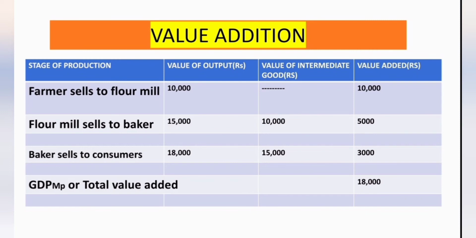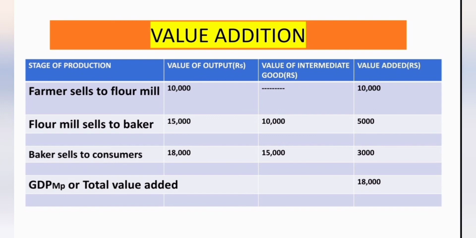Flour mill sells it to the baker for 15,000. What is the value added? Only 5,000. Then the baker sells to consumers for 18,000. So what is the value added here? 3,000. So the total value added is only 18,000. But if at every stage we count the value of output, 10,000 plus 15,000 plus 18,000, what is the answer? We get an exaggerated value of the final goods and services produced.